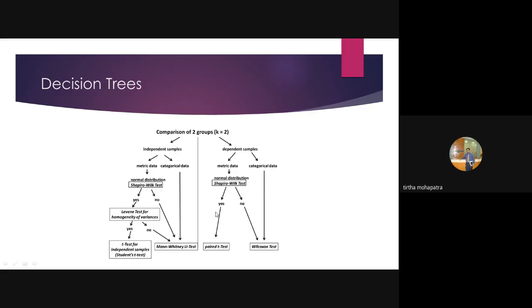Group is having common characteristics, so there is no variance. So no need to bring in this homogeneity of variance test. Right after normal distribution, if it fulfills this situation of normal distribution, go for the paired t-test, or if it's not normal, then go for the Wilcoxon test. The non-parametric.